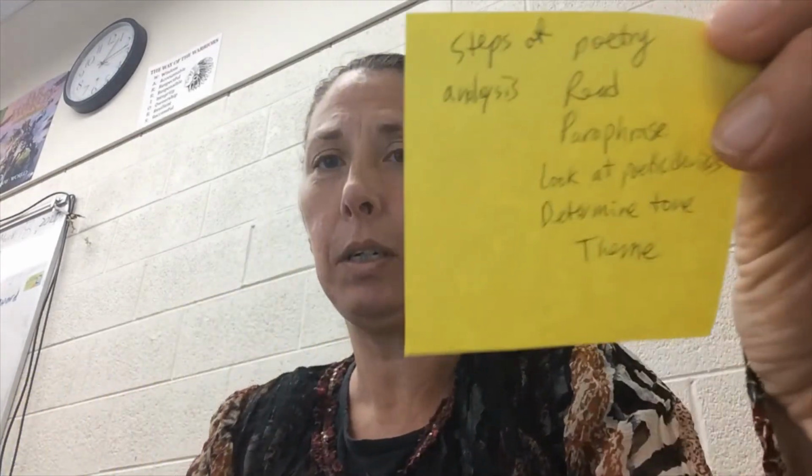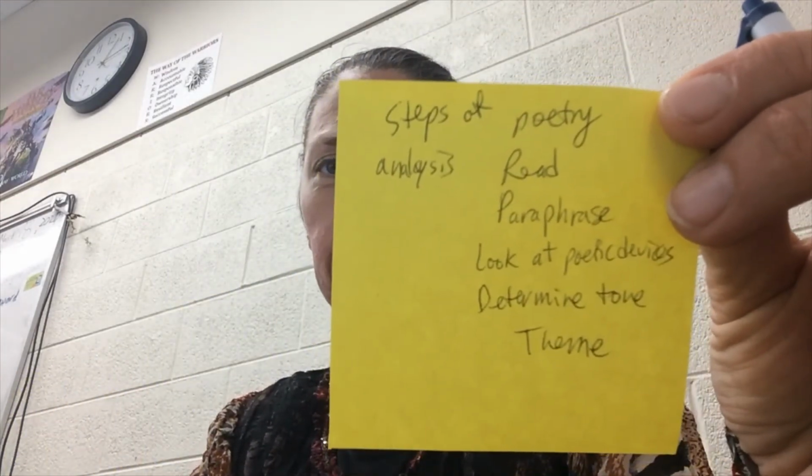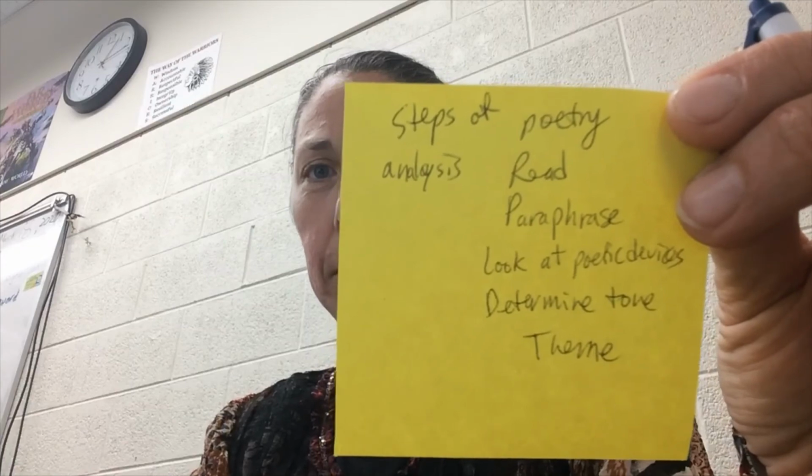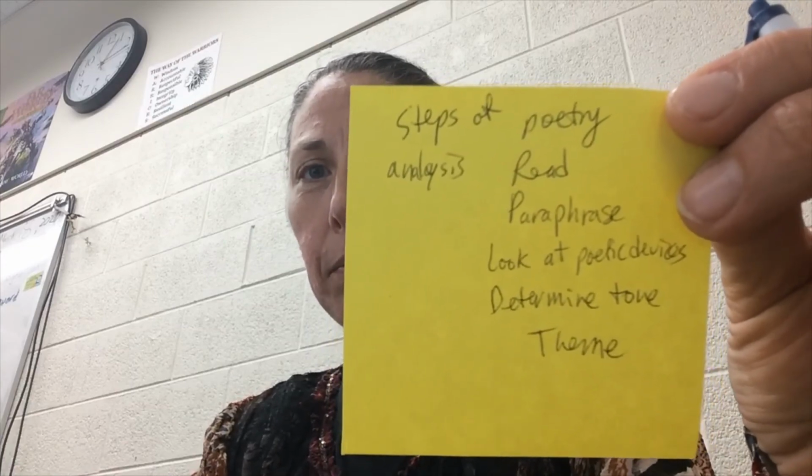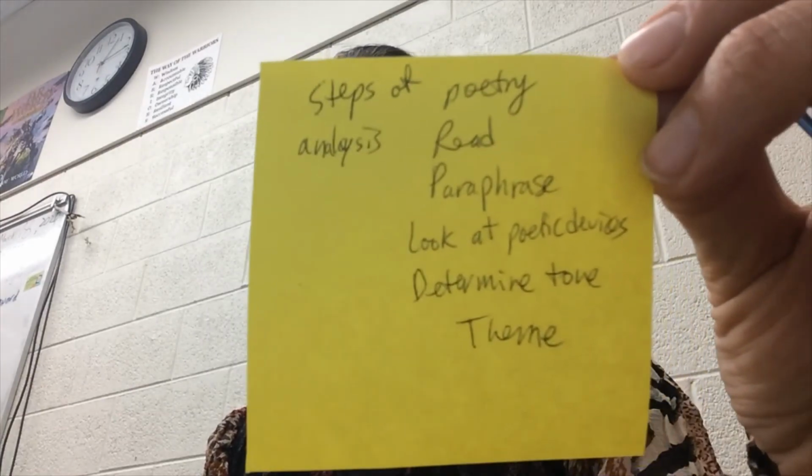So here they are. Read, paraphrase, look at the poetic devices, determine tone, and determine theme. And that will help you with quiz 6 or 1.2.7, and this is for the juniors.